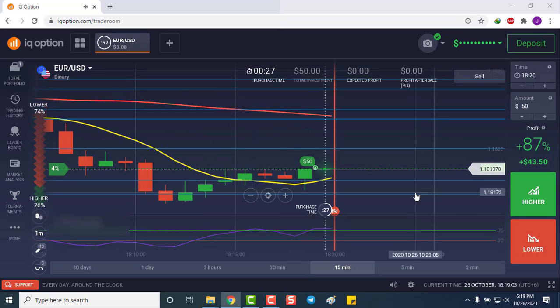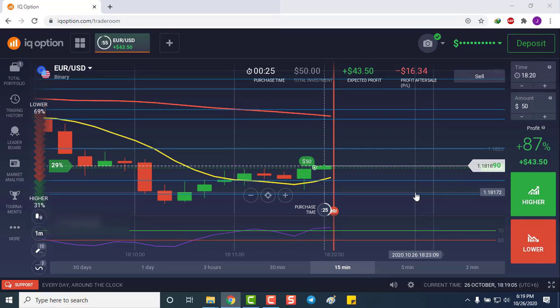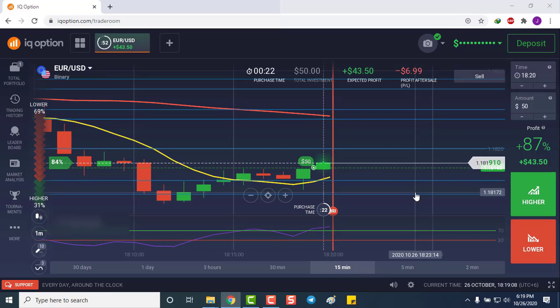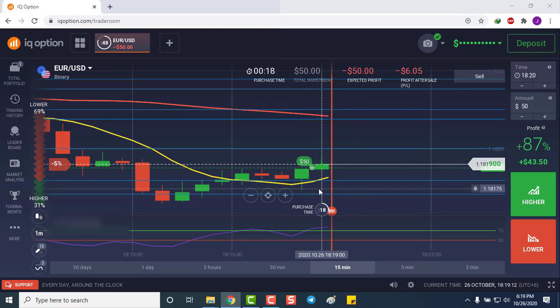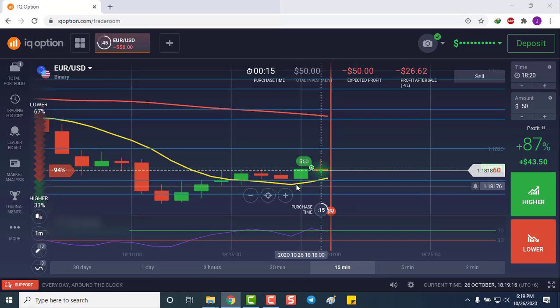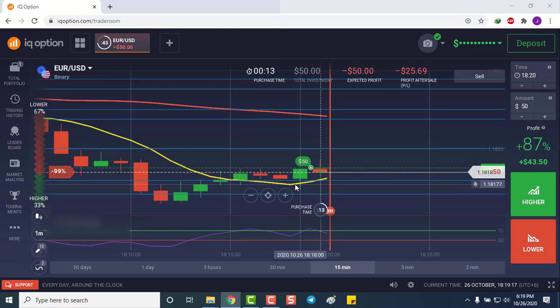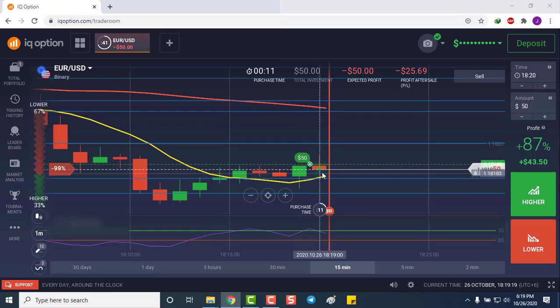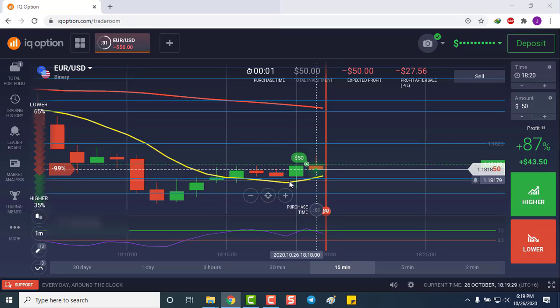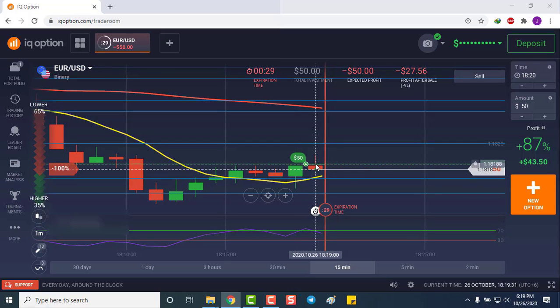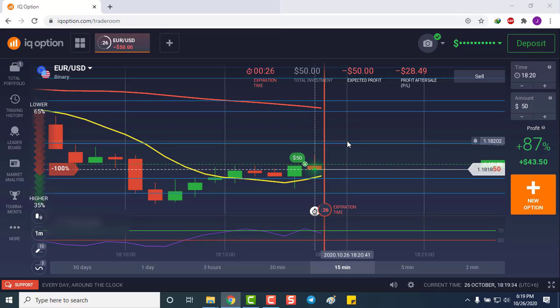Guys, this is a very good signal. This is not according to my PP Trend Crasher strategy, but whenever you see a rejection from the yellow moving average line, then you can go for a higher option. Or if you can see a hammer type candle or inverted hammer type candle near the yellow moving average line, then you can go for a higher option, and most of the time, 80 to 90% of the time, you will win your trade.